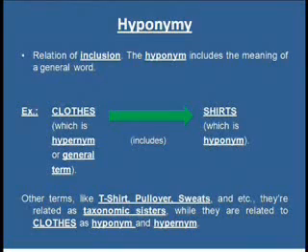Another relation is hyponymy. Hyponymy is a relation of inclusion. The hyponym includes the meaning of a more general word. For example, clothes, which is the hypernym or general term, includes shirts, which is a hyponym. Other terms like t-shirt, pullover, and sweats are related as taxonomic sisters, while they are related to clothes as hyponyms and hypernym.